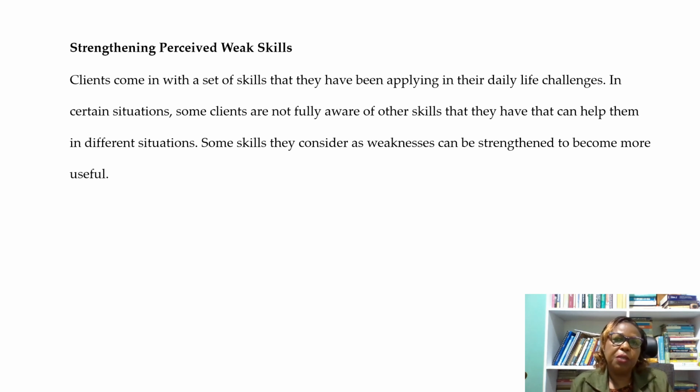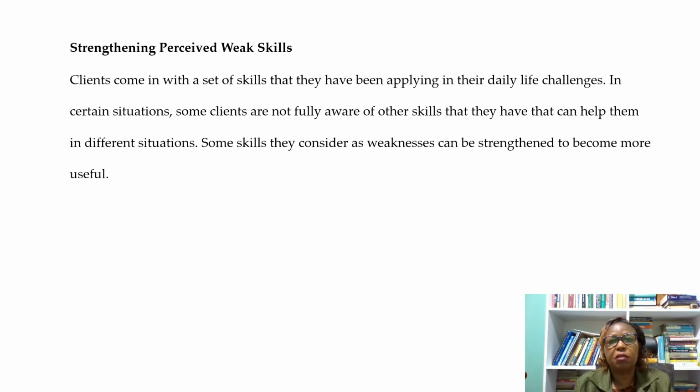Sometimes you may be in a position to assess that your clients have perceived weak skills, and so it's you to help them to strengthen what they think are weak skills, or what indeed are weak skills. And by this I mean life skills. Clients will come in with a set of skills that they have been applying in their daily life to mitigate their challenges. In certain situations, some clients are not fully aware of these skills that they have that can help them in different situations. So some skills they consider as weakness can be strengthened to become more useful for the future, even for current situations.